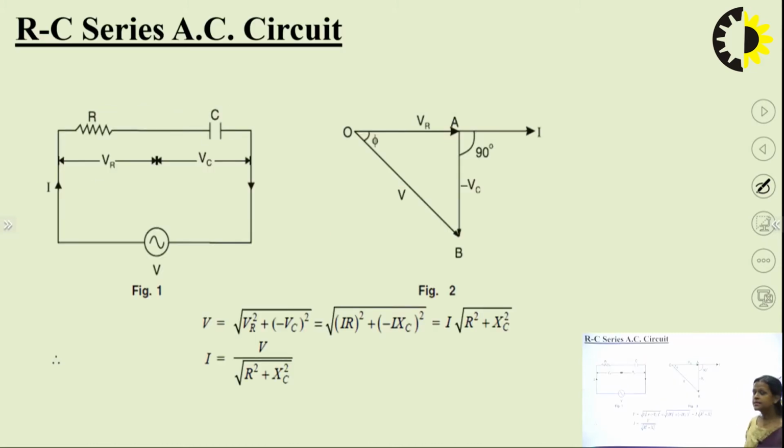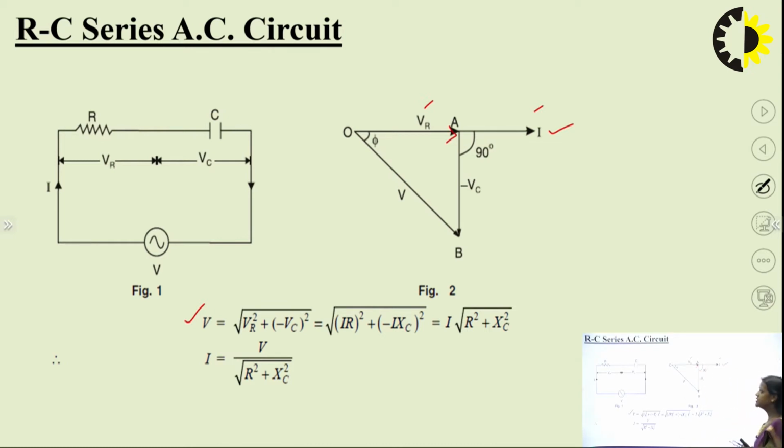Now coming to the RC series AC circuit. So here R and C, they are in series. Then here the V, you can write VR. Here you can draw the phasor diagram. You know VR and I are in the same phase, and you know that VC voltage will lag by 90 degree, right? You have taken the current as a reference because the current is common in resistance and in capacitance also. So that component you will take as a reference. Then if you want to draw the VR, it will be in the same phase.